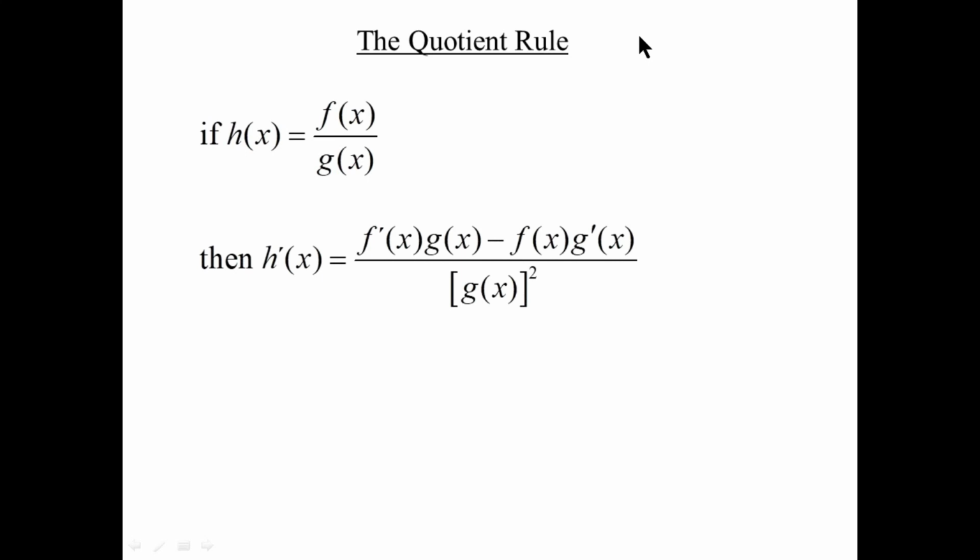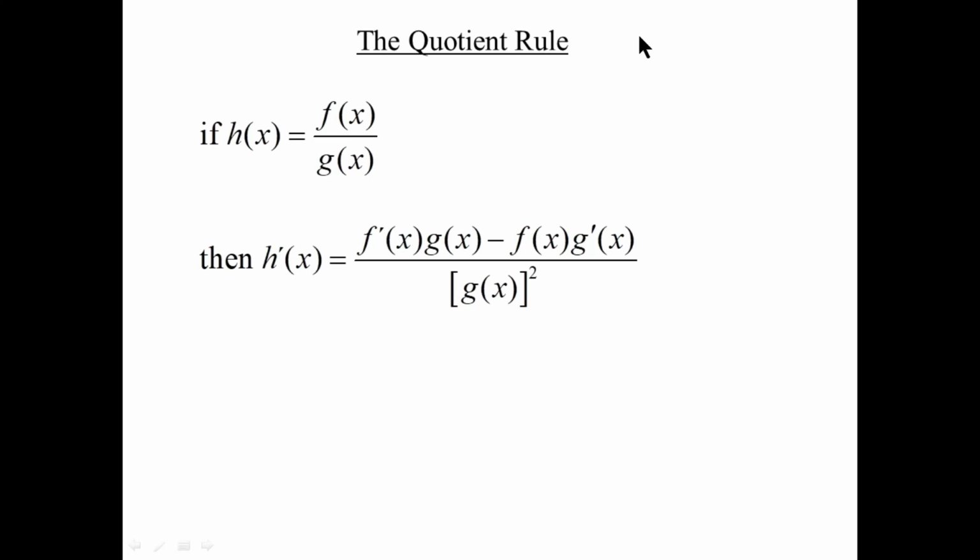Hello and welcome back to Zig's Math Lessons, continuing our study of differentiating the quotient rule. If h of x is a quotient of two functions of x, like f of x over g of x, then h prime of x is the derivative of the numerator multiplied by the denominator, subtract the derivative of the denominator multiplied by the numerator, all divided by the square of the denominator.